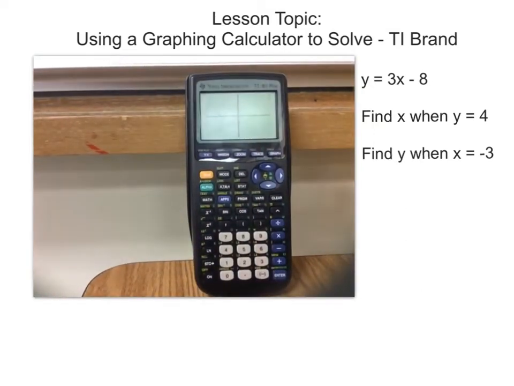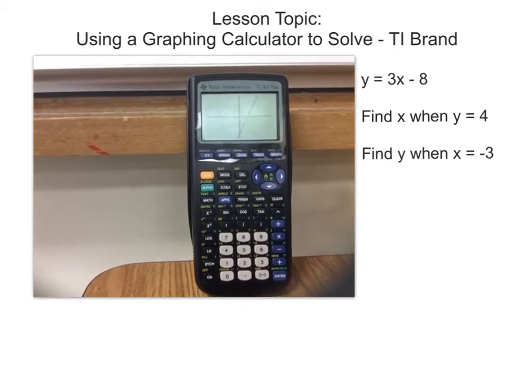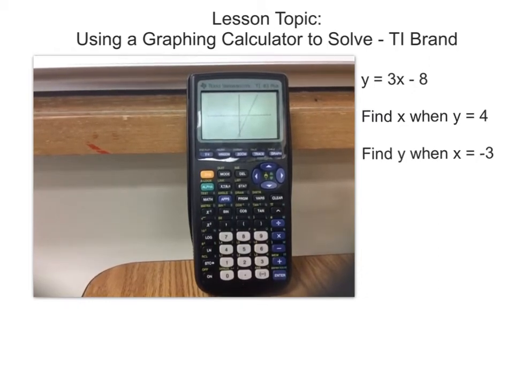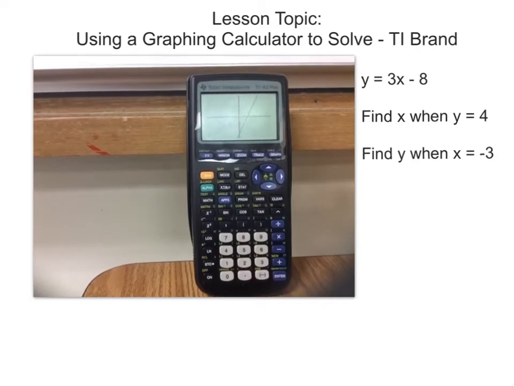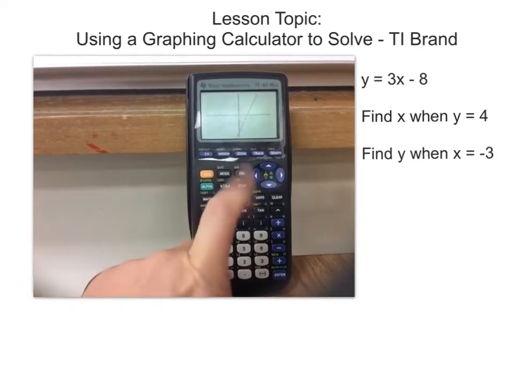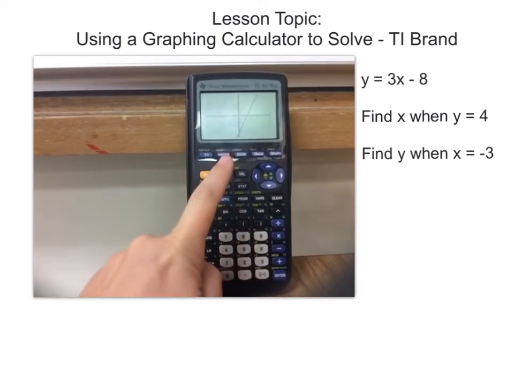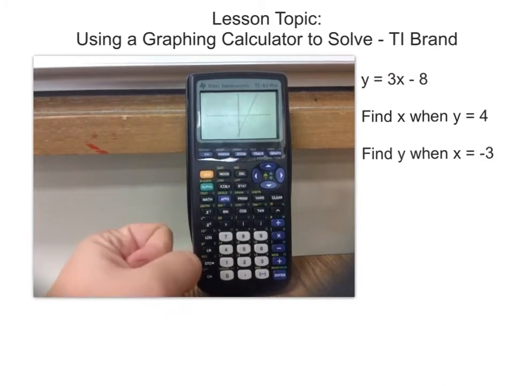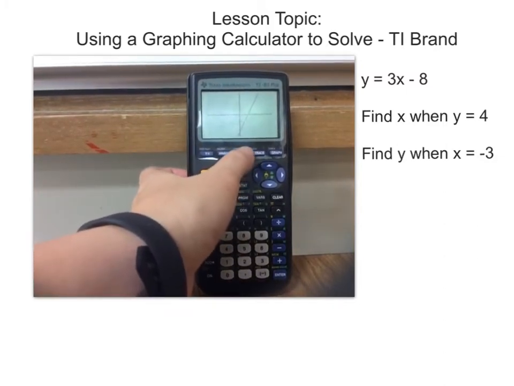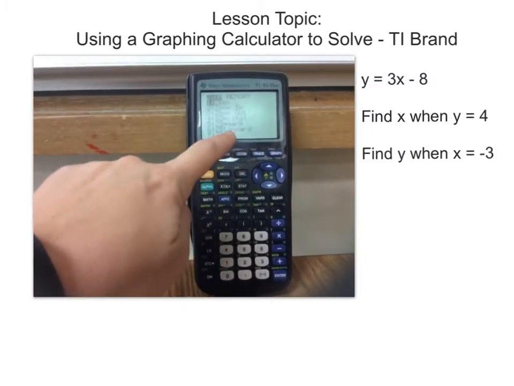So if we graph it, all right, my calculator is in what we call the standard window. So this is probably what you see if your calculator is new out of the package. If it's not what you see, I want to talk about how to get to the standard window. This is an important step that we're going to use a lot. You're going to hit zoom, the middle button right there, and you're going to hit 6 for standard.